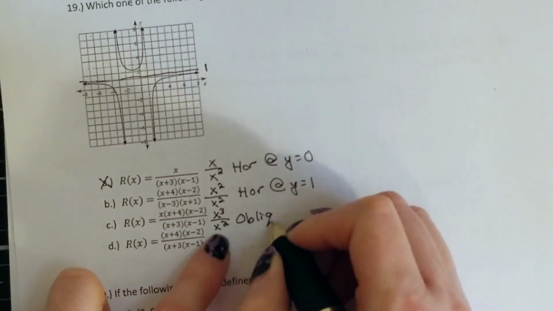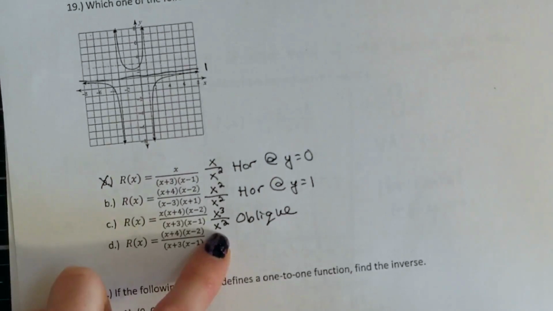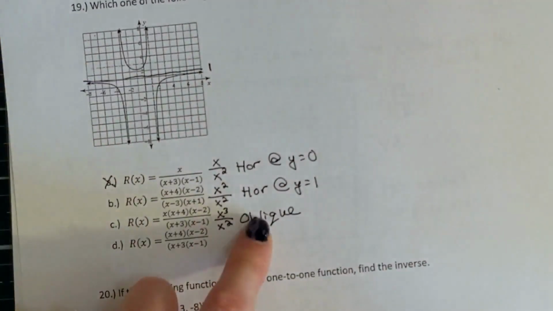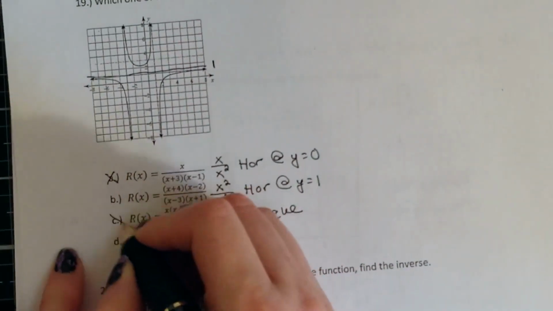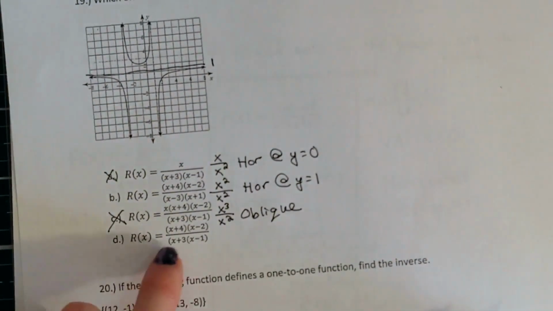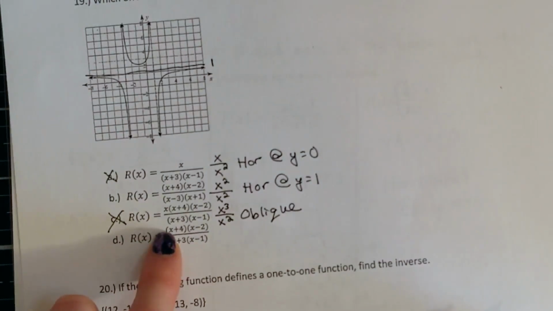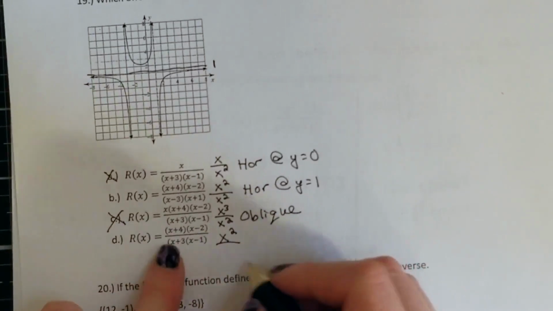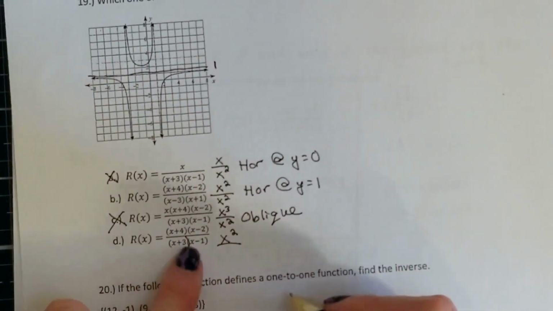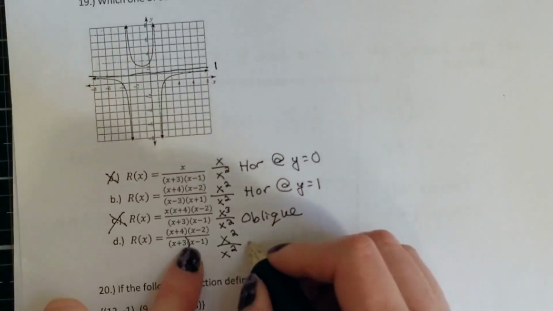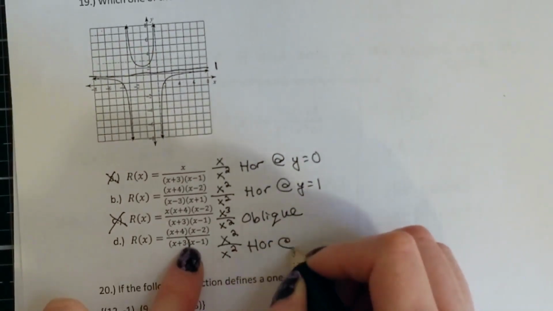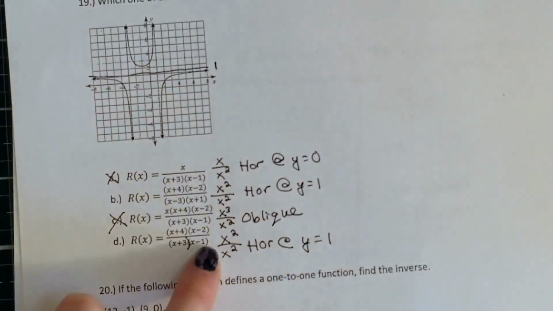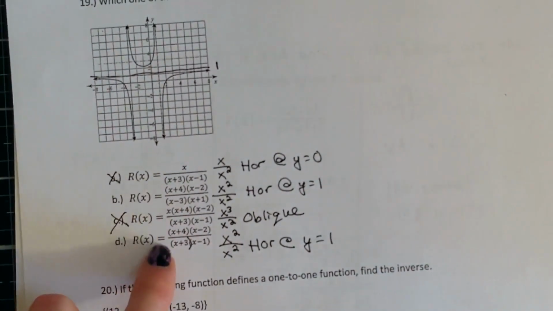That's an oblique. And you can never have horizontal and oblique on the same diagram. So if you see a horizontal, you know you do not have an oblique. So it's not C. It's either one or the other, or neither. But you can't have both. All right, x times x, that's x squared. On the bottom, I forgot the parenthesis, but it's x times x, so that's another x squared. So this is another horizontal. You take the coefficients in the front, so horizontal at y equals 1. So we're looking between B and D now.